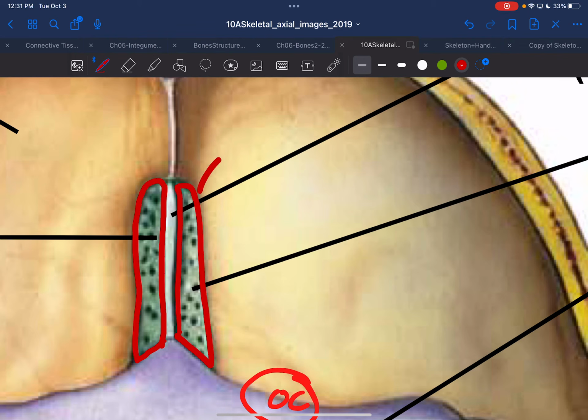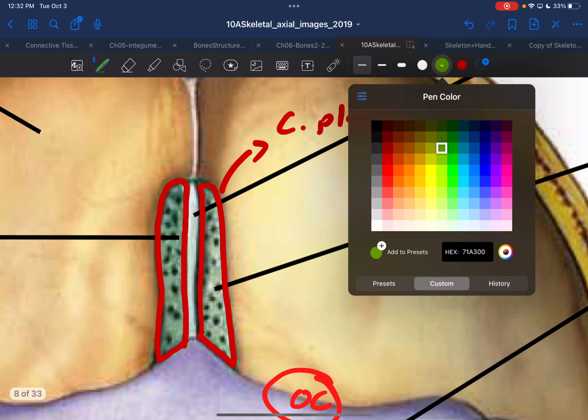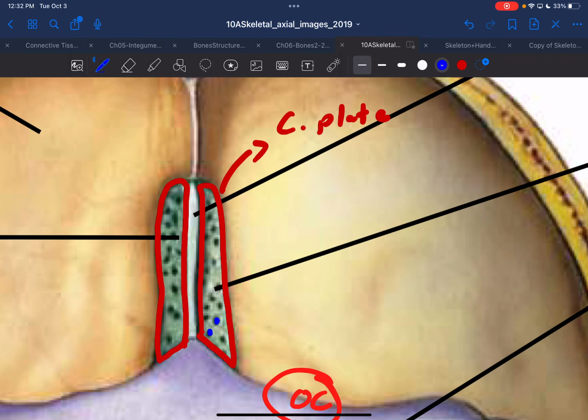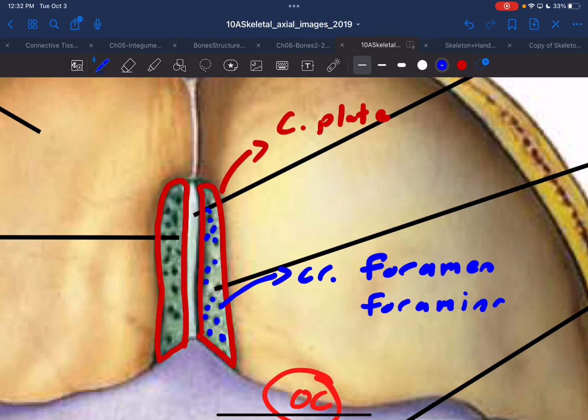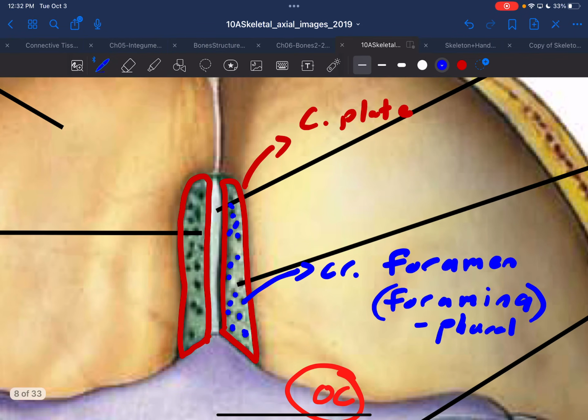And then I'm going to write that here, cribiform plate. And in green, actually, I'm going to switch colors. Let's do blue. All these openings that you're seeing, these are called cribiform foramen. And what is the plural word of this? Foramina. Plural. Because this is now a relevant time to use it.